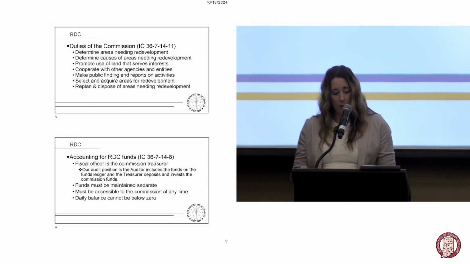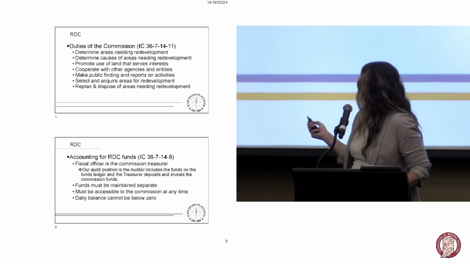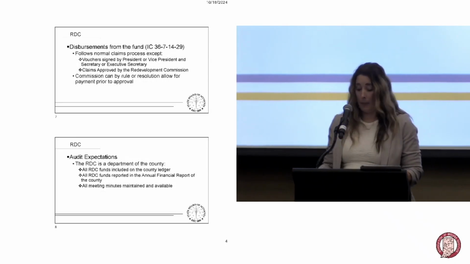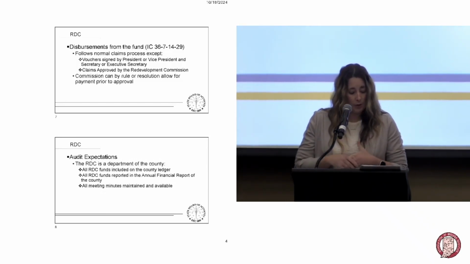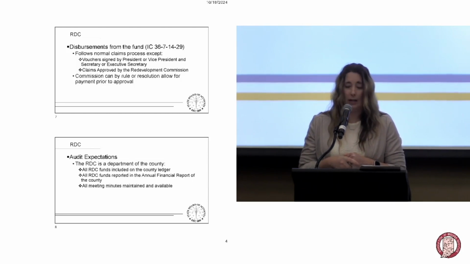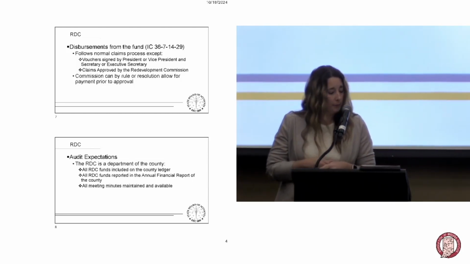So let's talk about the disbursement part. All right, so disbursements are laid out in two different sections. They're laid out in 36.7.14.8 and then 36.7.14.29, so you kind of have to read them together.